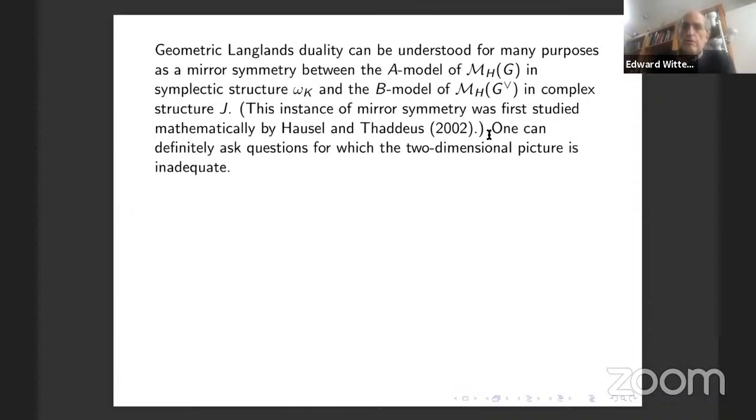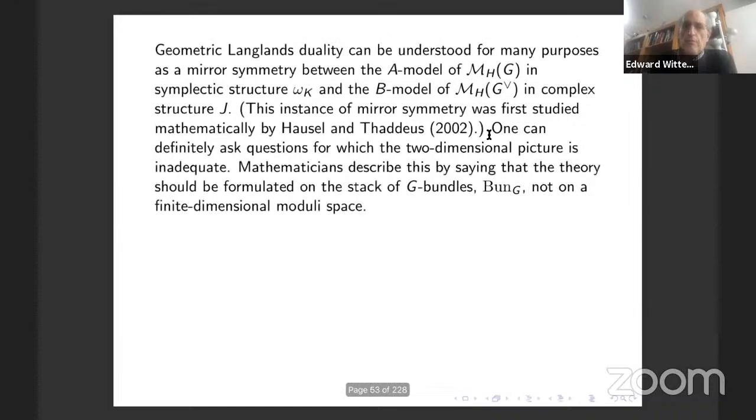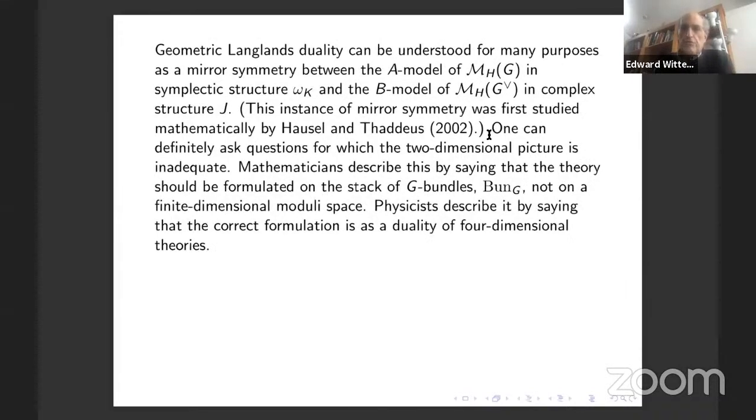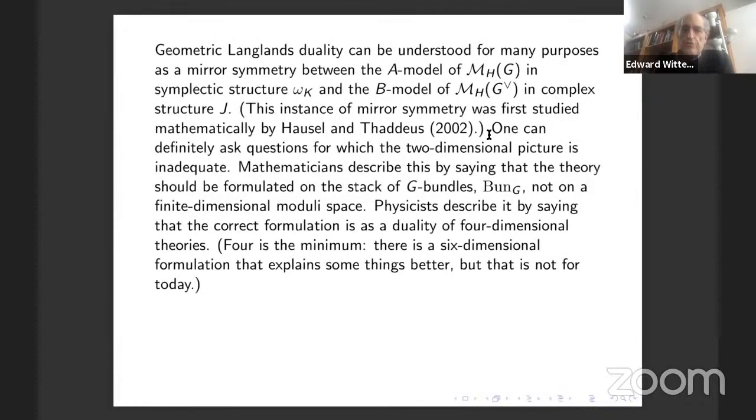Now, you can definitely ask questions for which the two-dimensional picture is inadequate. Mathematicians describe this by saying that the theory has to be formulated not on a finite dimensional moduli space, but on the stack of all G bundles, Bun G. Physicists describe the same thing by saying that the correct formulation is a duality of 4-dimensional theories, not 2-dimensional theories. 4 is the minimum. There's actually a 6-dimensional formulation that explains some things better, but 4 will be enough for today.